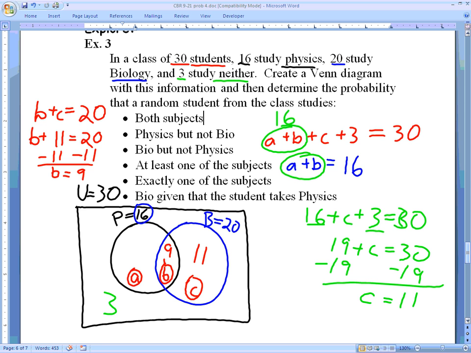But you probably don't really need to go through all that work. We know that these two sections of the blue, the B and the C, have to add up to 20. So if you start with the whole of 20, take away the 11 we already knew, and that leaves you with the 9 on the intersect. Now we can do the same thing here with the P. We know the whole physics is 16. We know the intersecting part is 9. 16 minus 9 gives us 7.